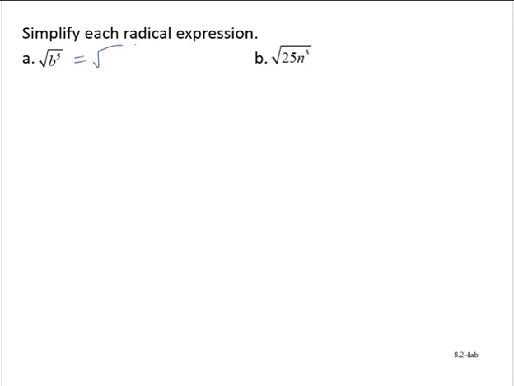b to the fifth, which is under the radical, is b to the fourth times b. Now, using the product rule for radicals, I break that up as the square root of b to the fourth times the square root of b. And I know that the square root of b to the fourth is b to the second. So I have b to the second times the square root of b.